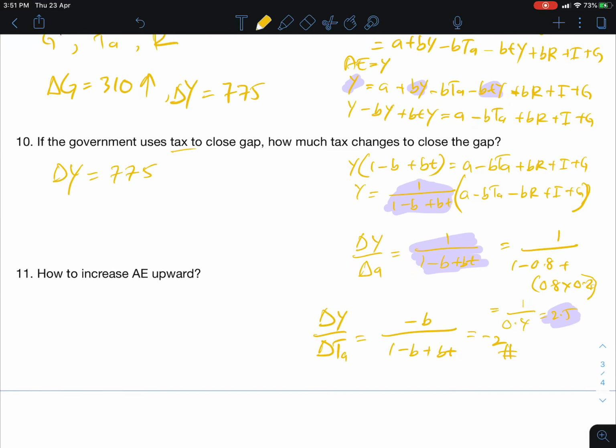The basic formula is change in Y divided by change in TA equals the multiplier. So that's the standard formula. We know the value of Y we need to close is 775. The change in TA is unknown, how much is the size? And the multiplier is equal to minus 2.